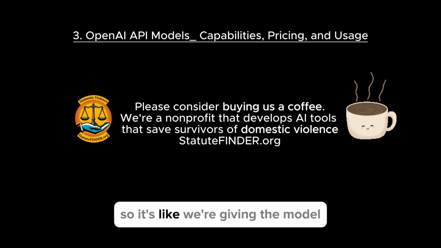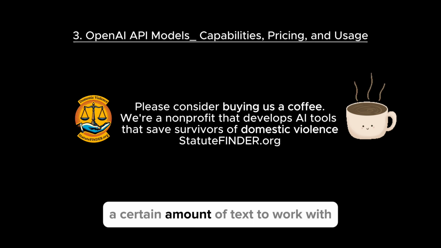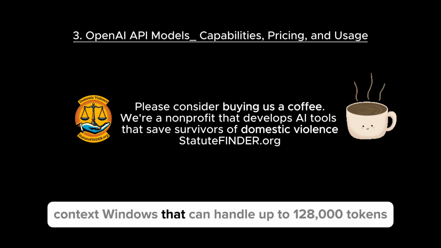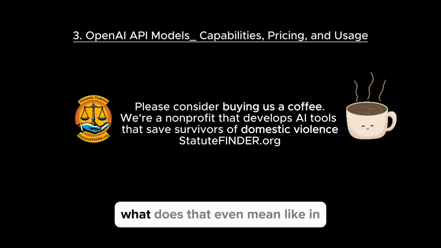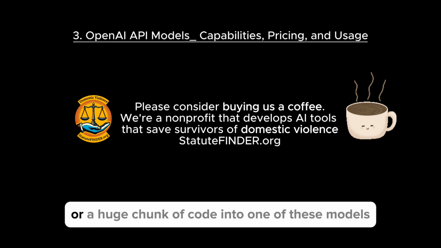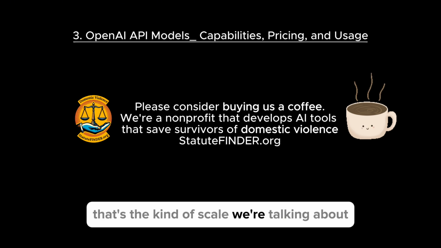Okay, so it's like we're giving the model a certain amount of text to work with. Exactly. And we're talking about context windows that can handle up to 128,000 tokens for some models. 128,000 tokens? What does that even mean in practical terms? Imagine feeding an entire short story or a huge chunk of code into one of these models. That's the kind of scale we're talking about.